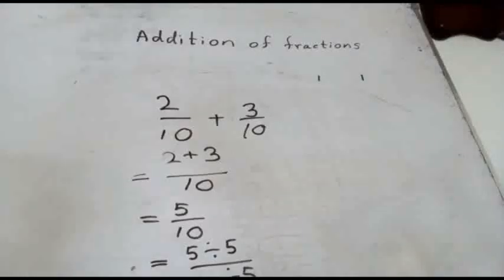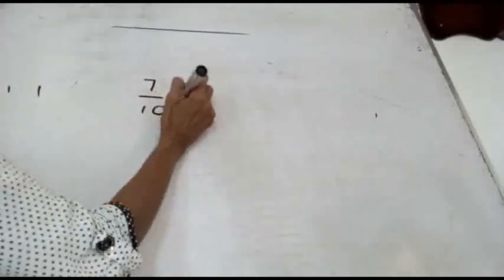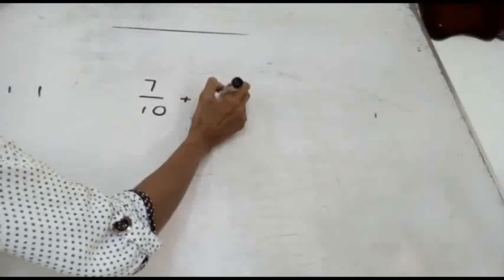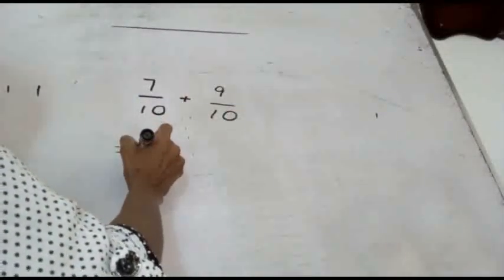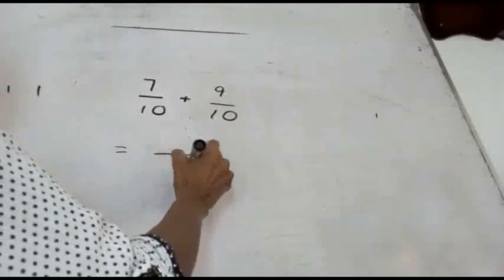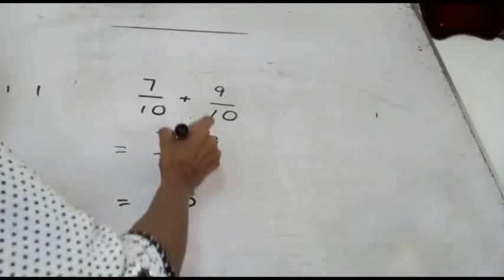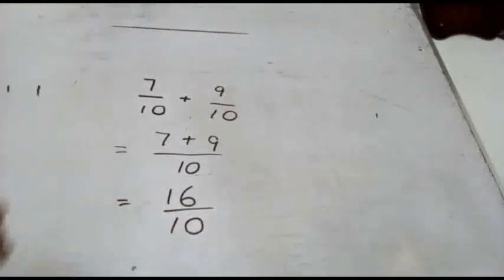Write down the question: 7 over 10 plus 9 over 10. Here, the denominators are 10. Then the denominator of the answer is 10. Now we add the numerators. 7 plus 9 is equal to 16. 16 over 10.